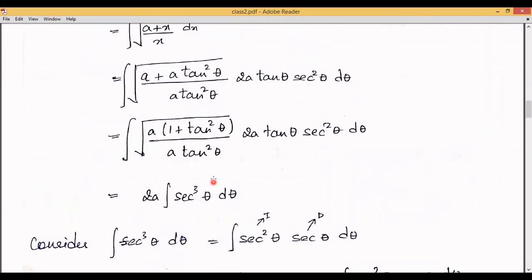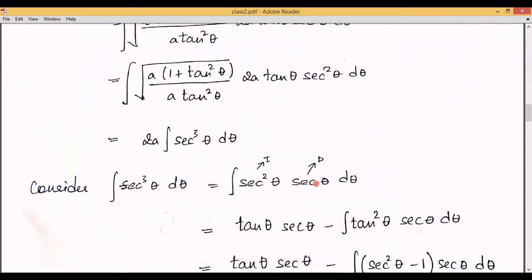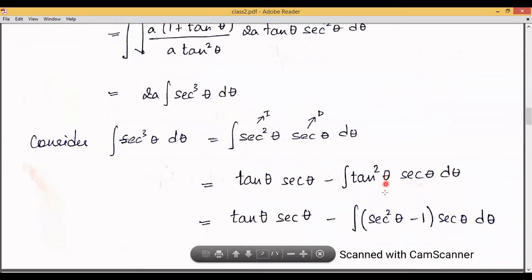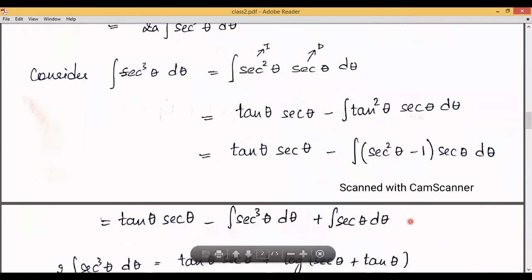When you integrate this, split this secant cube theta, and I know the integration of secant square theta. So I have taken this for integration and this for differentiation. Integration of this is tan theta and this I have retained, minus, I'm integrating this by parts, minus integral tan theta into the derivative of secant theta, which is secant theta into tan theta. So that becomes tan square theta d theta. And in place of tan square theta, I can write secant square theta minus 1. And you will expand this bracket. So it looks like this.